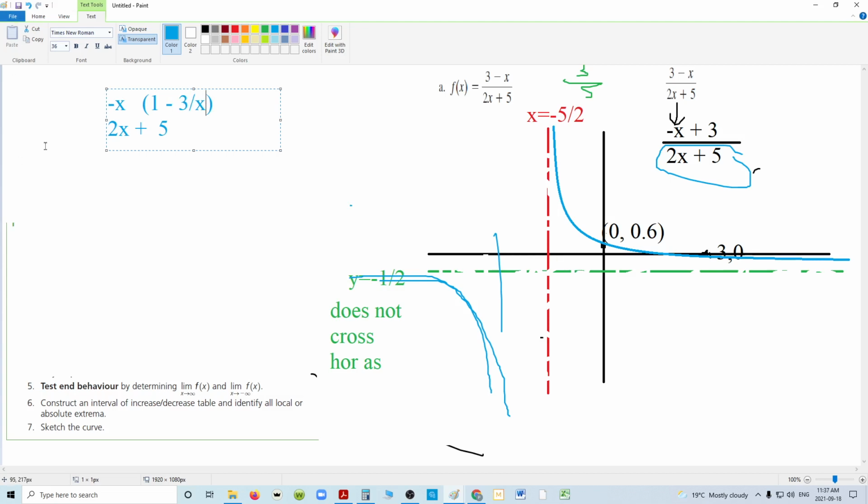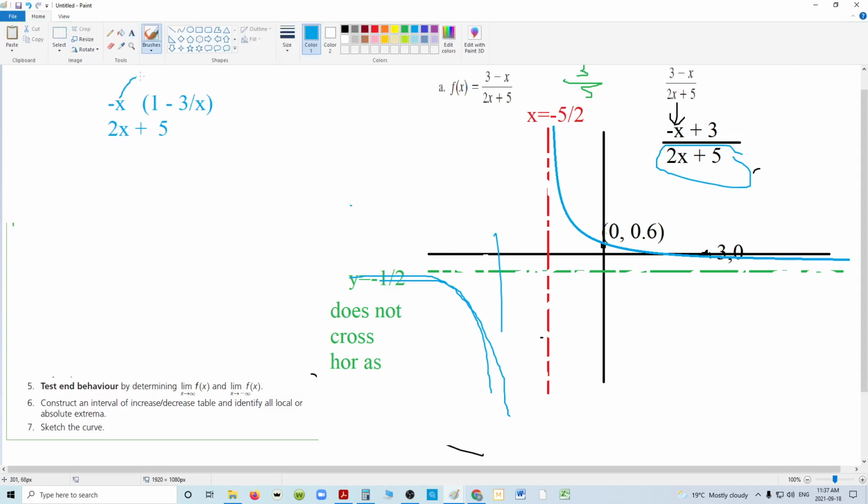And what you should, if you do it correctly, when I multiply this out, minus x times 1, I get minus x, times minus 3 over x, I get plus 3. You should get what you started with. All right, what am I going to factor out on the bottom to get rid of all the x's? I'm going to factor out 2x from this.